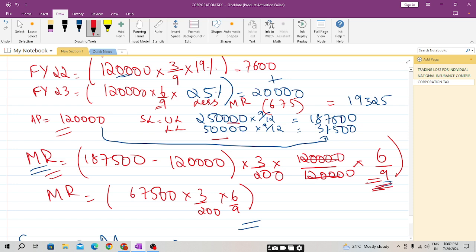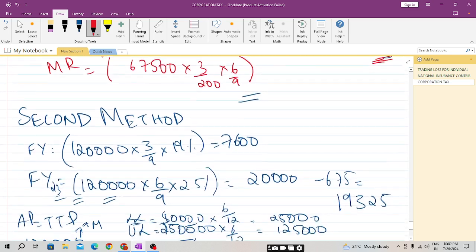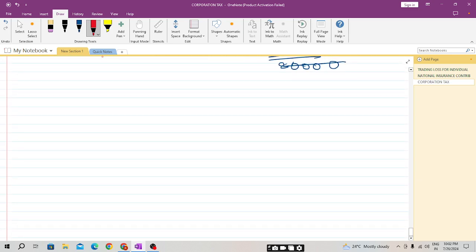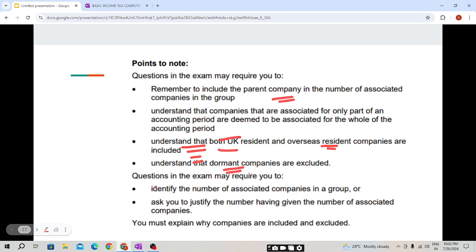I hope this is clear. So students, if the accounting period was 12, 6 divided by 12. If the accounting period was 8, 6 divided by 8. I hope this is clear. By solving this question, second method, do not follow it. This is only for your understanding. So please follow the first method.